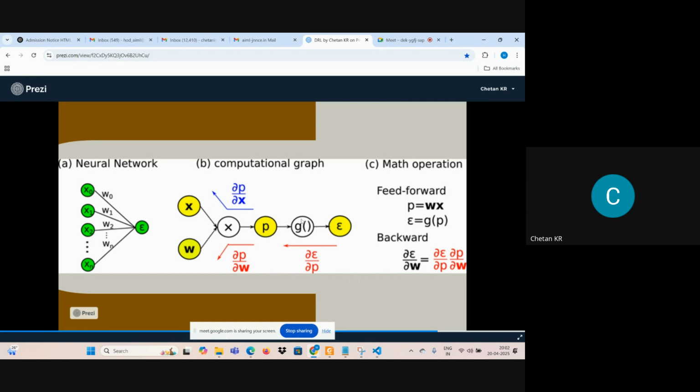Feed forward, what is going on? X and W are there, you're getting P. On that you apply G, you get some output, which is, of course, an error, epsilon. So I have got an error, I have to improve myself. So we are going to communicate back the gradients, which is the backpropagation. We are informing first P with delta E by delta P, then W and X with delta P by delta W, delta P by delta X.